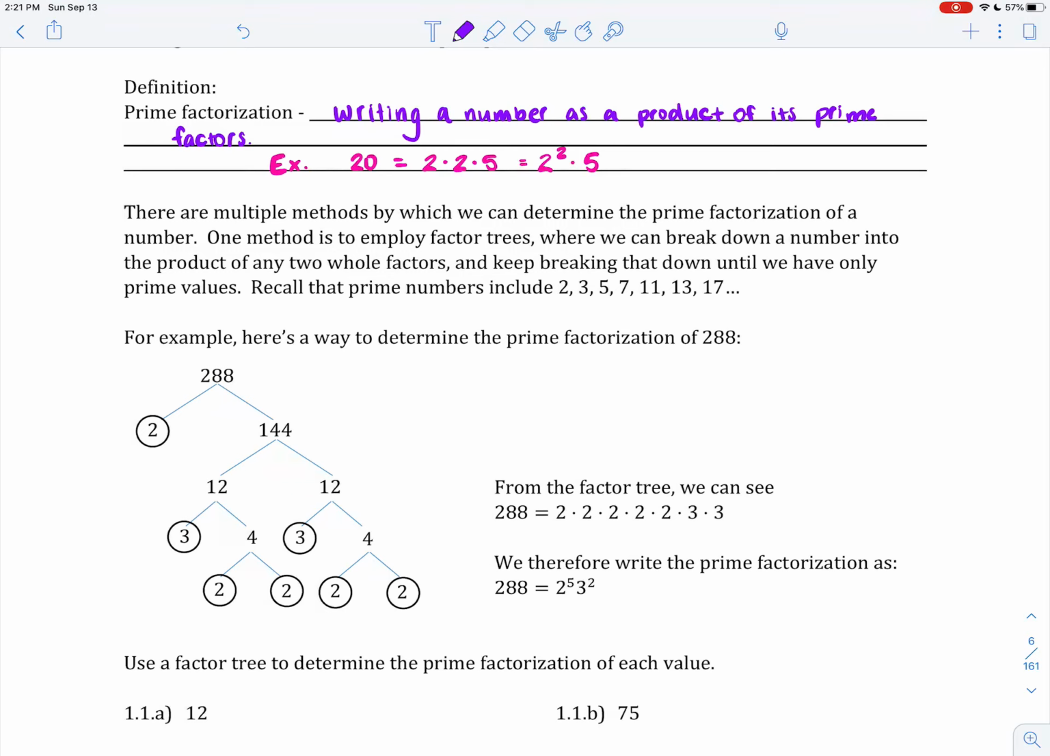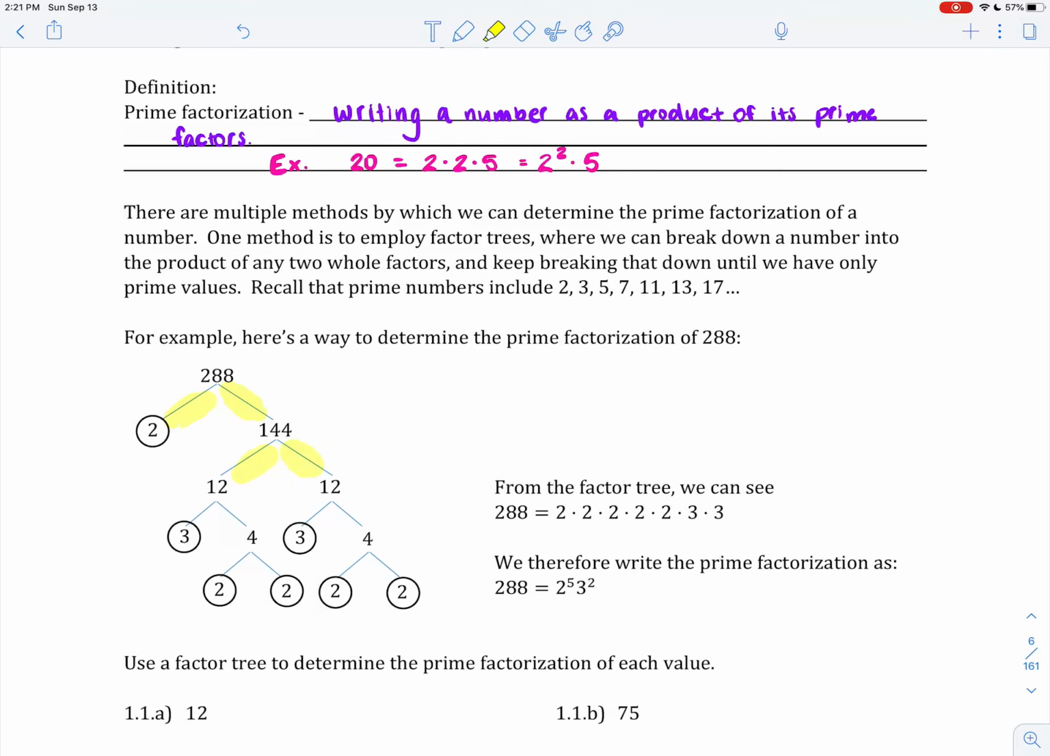So for this example here, we look at 288. And 288 can be broken down as the product of 2 times 144. So as you can see, we break it down with these two arrows, 2 and 144. Notice that we've circled 2 because 2 is a prime factor and it can't be broken down further. We can't keep on going because the only thing we'd keep on getting would be 1 times 2, and that is useless to us. 144, however, is not prime, so we can keep on breaking it down.